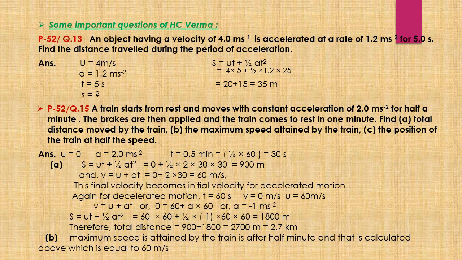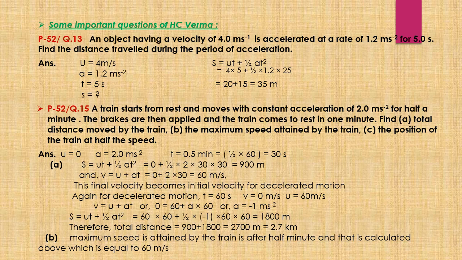That is calculated above. So using the equation, v is equal to u plus at, or 0 is equal to 60 plus a into 60, or a is equal to minus 1 meter per second square. Using the equation, s is equal to ut plus half at square, and putting the values, we get 60 into 60 plus half into minus 1 into 60 into 60, that is equal to 1800. Therefore, for the total distance, we will add the previous one and this one, that is 900 plus 1800, that is 2700 meters, that is equal to 2.7 kilometers.